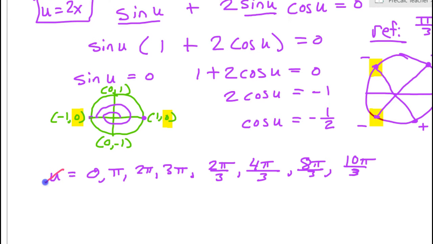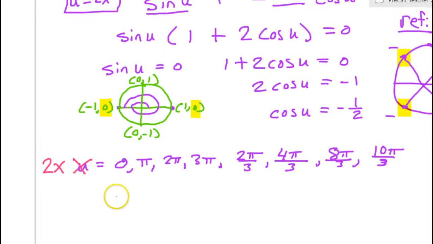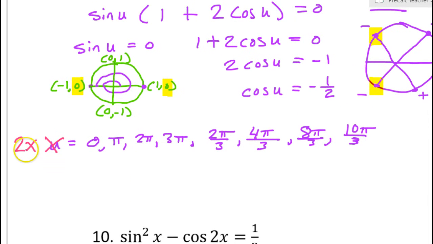Okay, so let's take out the u and let's put in 2x in its place. So watch what's happening. 2x is equal to each one of these things. So if I want to get x by itself, I'm going to have to divide by 2. That means I'm going to have to divide all of these by 2. That's why I had to make them twice as big, because I knew I would be dividing them by 2, and in the end, they will all be less than 2 pi again.